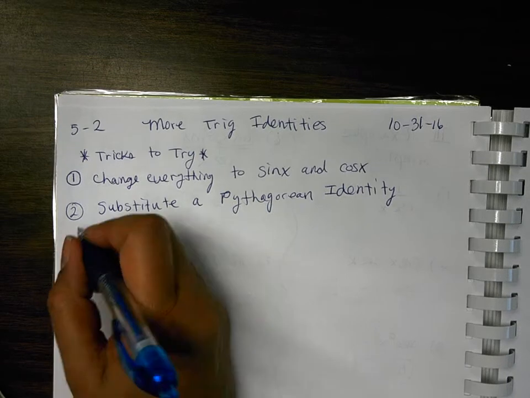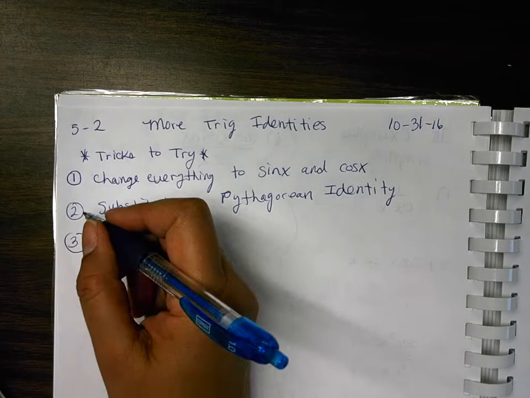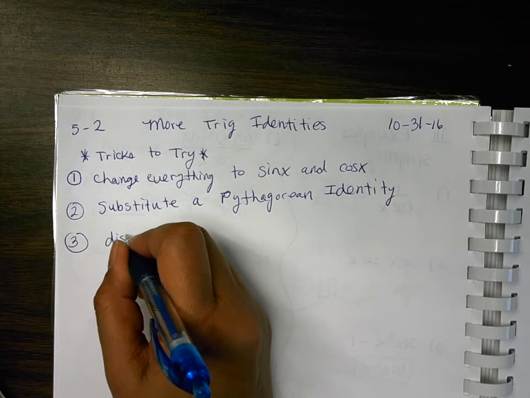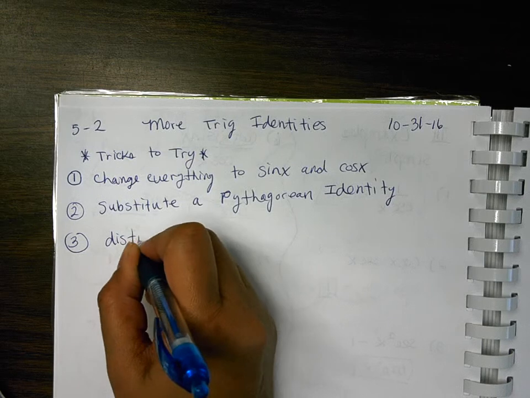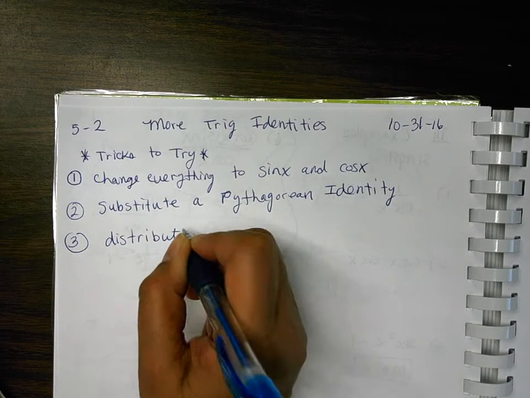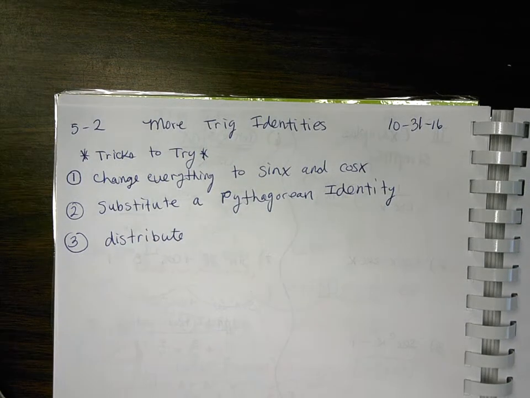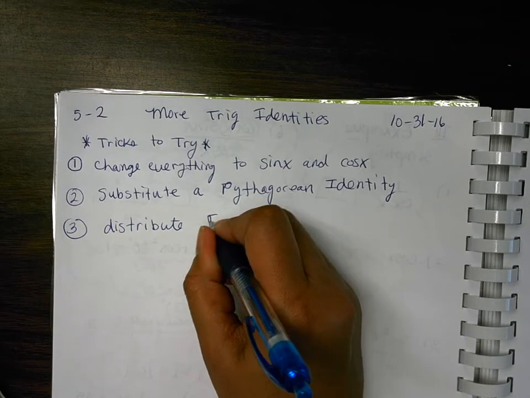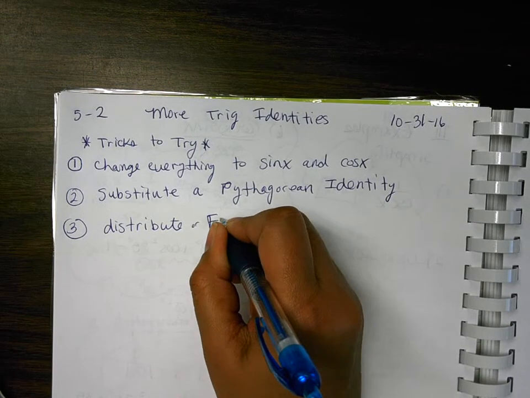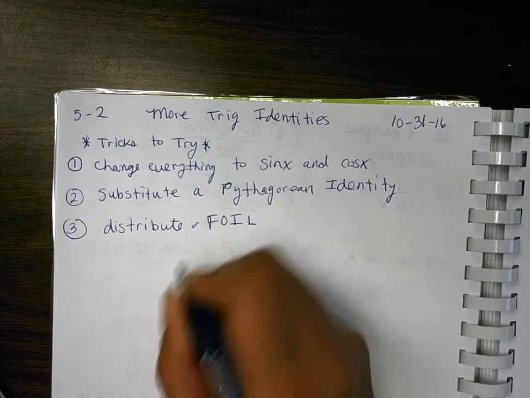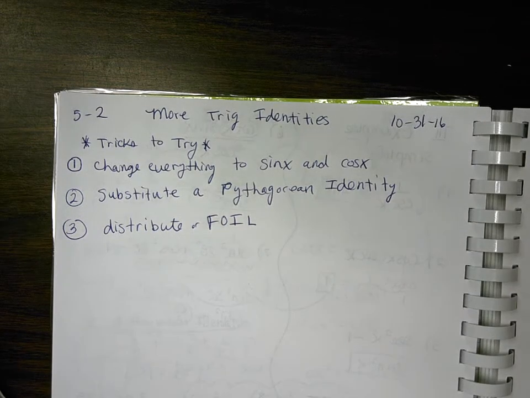All right. Trick number 3: distribute. That may be a single distribution or a double distribution. What do you guys typically call double distribution? It does start with an F. Oh, foil. If it's a double distribution, you can call it double distribution, or you can call it foil.